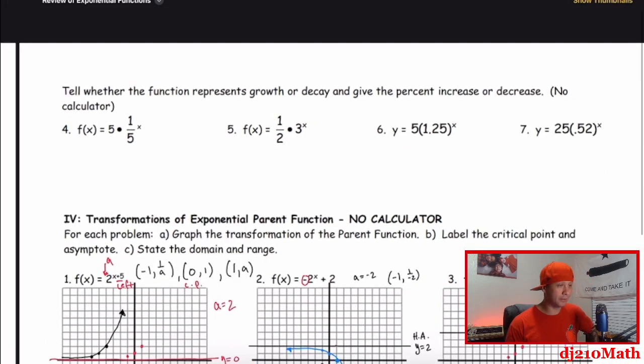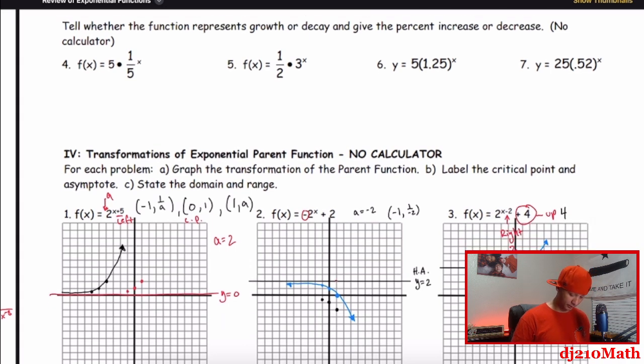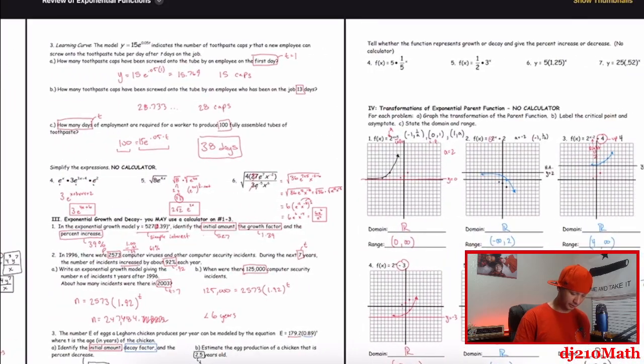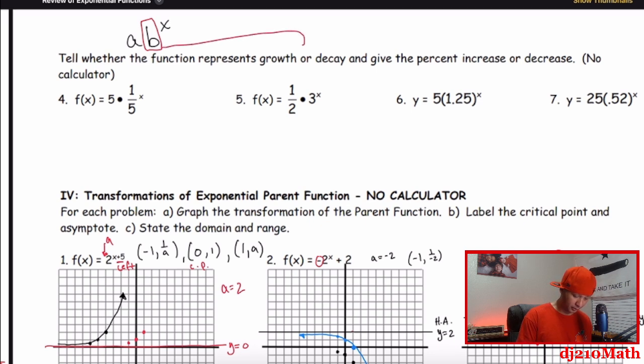All right, here's another no calculator part. So tell whether the function represents growth or decay, and give the percent increase or decrease. Let's go. So check it out. It's always going to look like this, right? Some initial amount, your growth or decay factor, and then the year. This guy right here, that's the growth or decay.